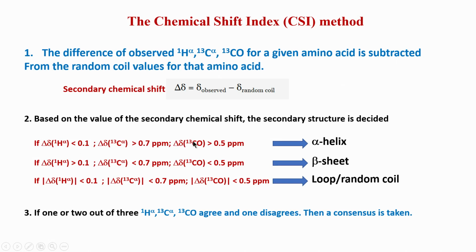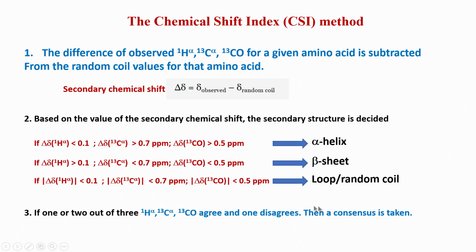If the CO deviation disagrees, meaning it is opposite, less than 0.5, that means it looks like this, but the C alpha is like this and the H alpha is like this. So, do we consider it an alpha helix or a beta sheet? As far as CO is concerned, it looks like a beta sheet according to this rule, but as far as these 2 are concerned, it looks like an alpha helix. So, there is a disagreement.